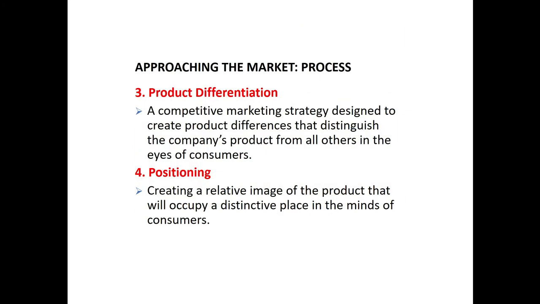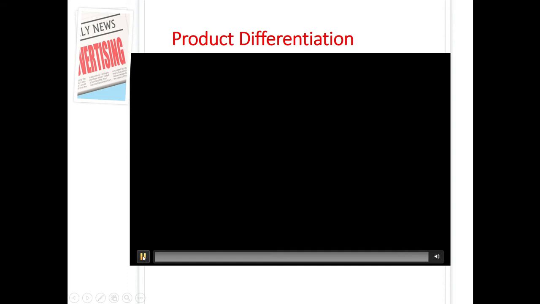So moving on. We also have product differentiation. This is a competitive market strategy designed to create product differences that would distinguish a company's products from all others in the eyes of consumers. And then we also have positioning, creating a relative image of the product that will occupy a distinct place in the minds of consumers, so that when they think of a particular product, they will think of your brand. Why? Because you already positioned the image of your brand in the minds of your customers or consumers. Okay, let's take a look at another example in terms of product differentiation.